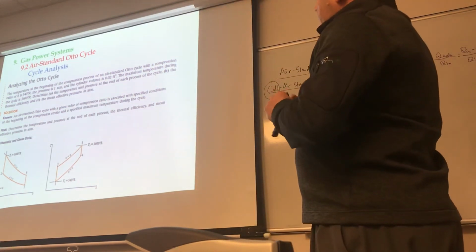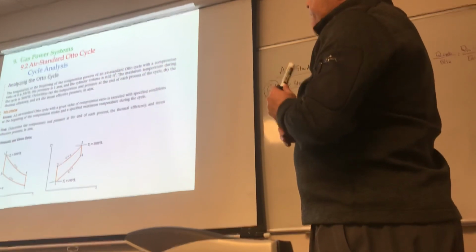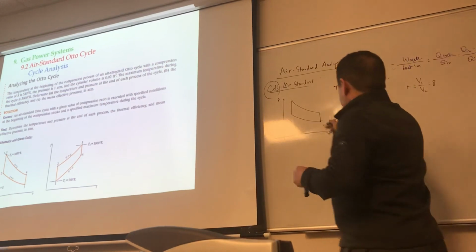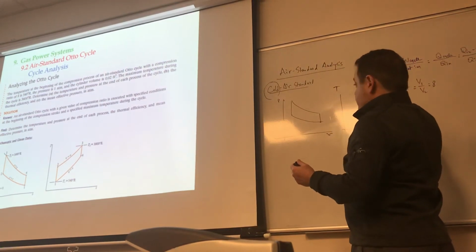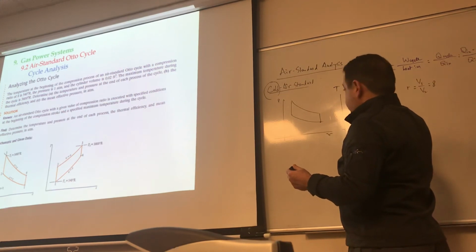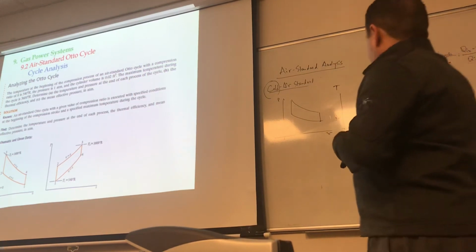With a compression ratio of 8, T1 is 540. That means, again, I don't have T in here, but maybe in state number 1 I could say the temperature here is 540 degrees. Right?